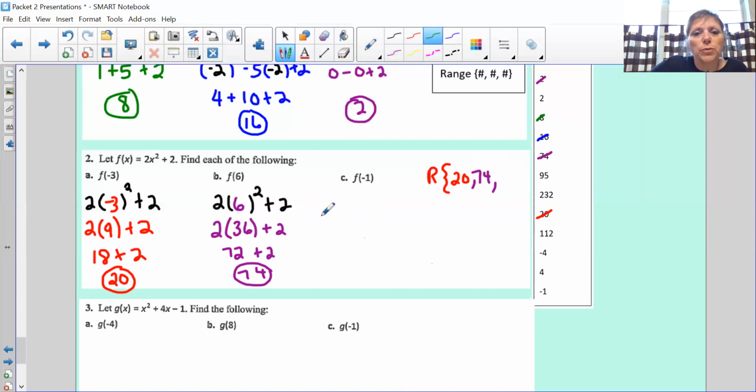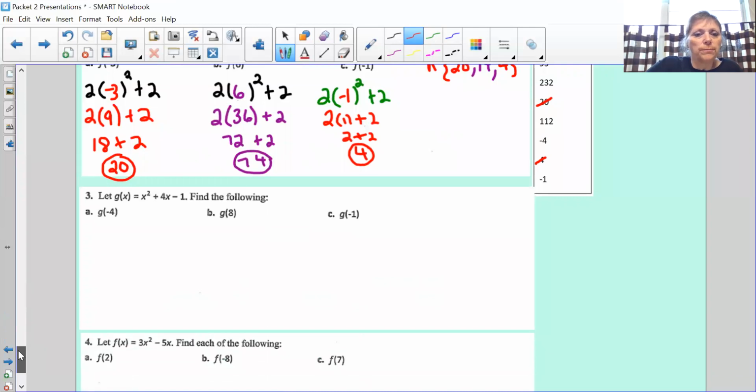For this one, 2 parentheses squared plus 2. And we're putting a -1 here. -1 squared is 1. So 2 times 1, 2 plus 2 is 4. So our last answer there, make the best one I can, and 4 is down here. Now, don't mistake 4 and -4. They're two separate answers.